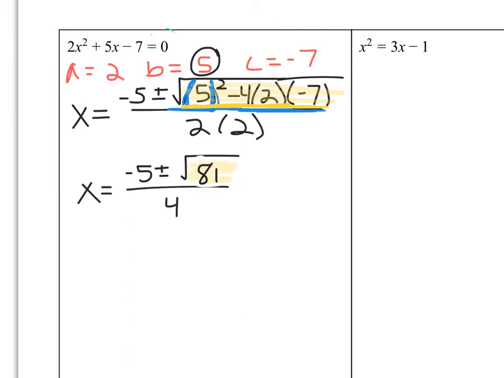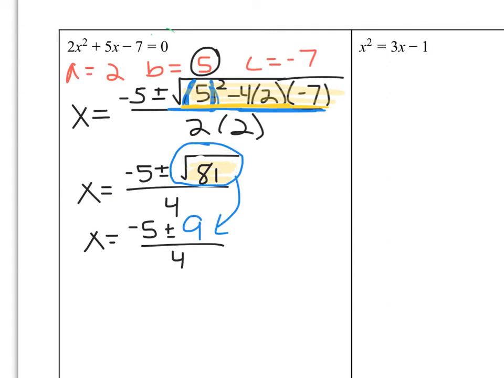Now, my next step, according to the steps on the front, is to simplify my radical if I can. Well, this is a nice one because it's a perfect square. So what is the square root of 81? The square root of 81 is 9. So I'm going to simplify that whole thing down to 9. Notice there's no more square root because I simplified that square root and it's a perfect square.